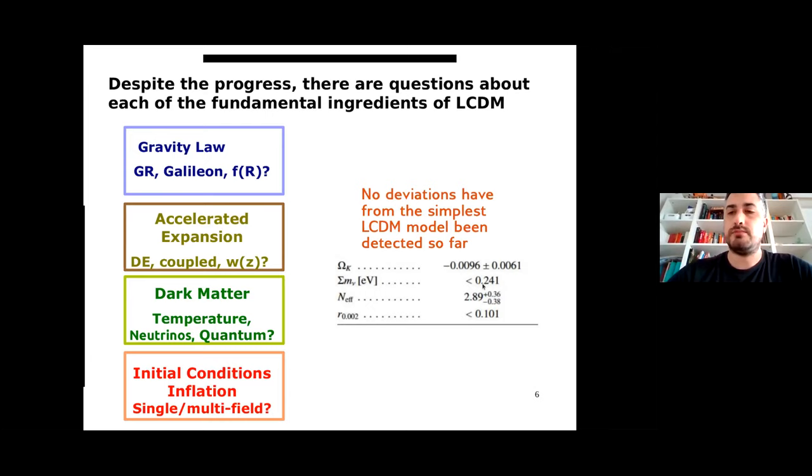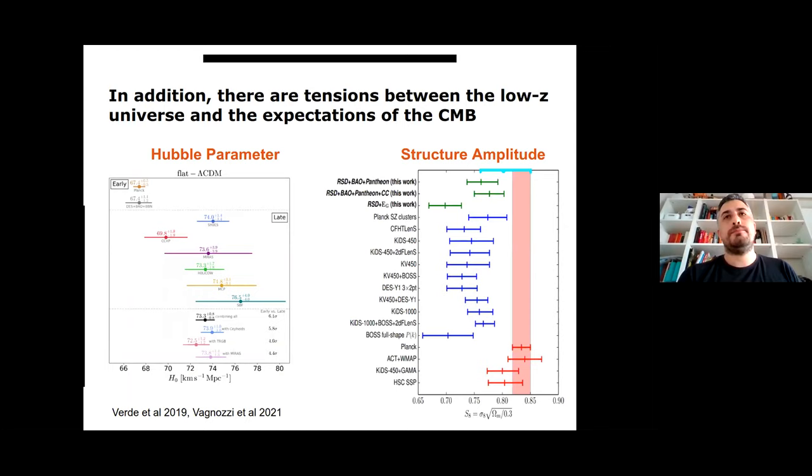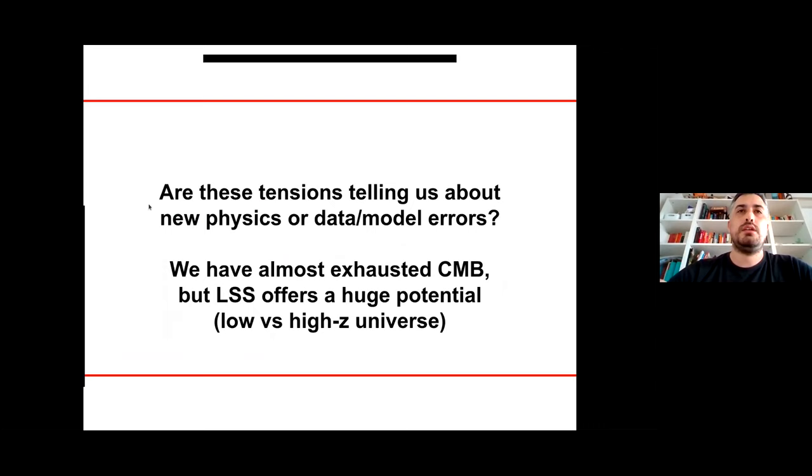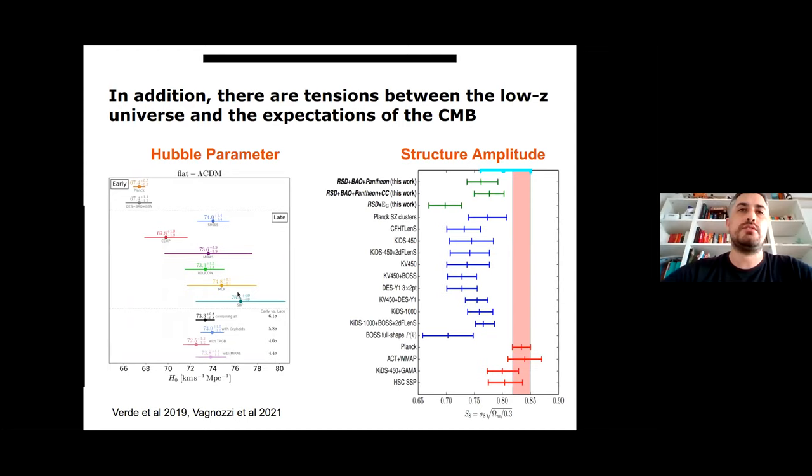Right, but on the other hand, there start to be some tensions between different data sets. They're still not super significant, but there are hints of it. And these are the Hubble tension, where measurements from the early universe prefer lower values of the Hubble parameter than measurements from supernovae or strong lensing at low redshifts. There's also the tension with regards to the amplitude of the structure, how clustered the universe is at low redshifts.